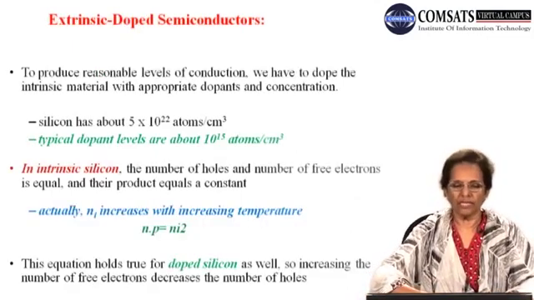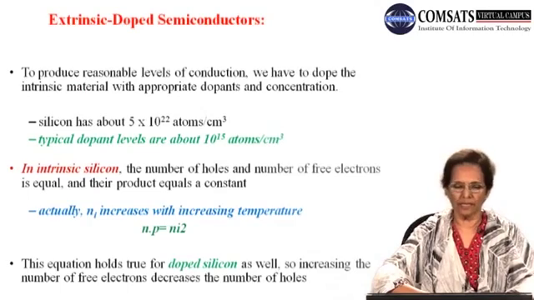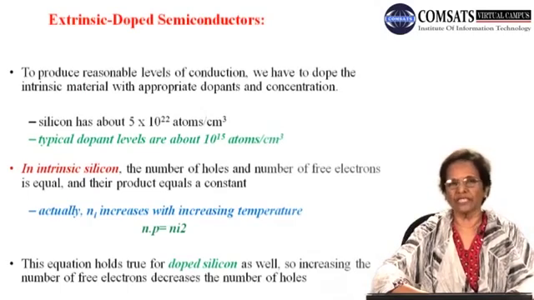Now we talk about extrinsic, that is doped semiconductor material. You would also appreciate that in silicon there are a total of about 10 to the power 22 atoms per unit volume, per cubic centimeter.